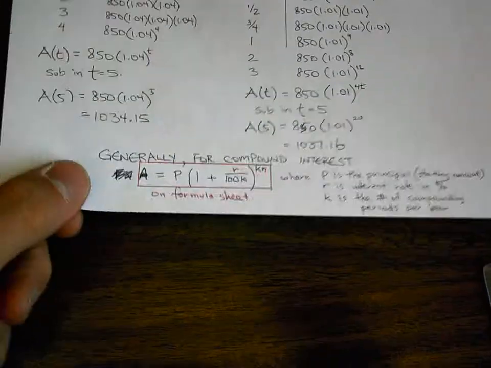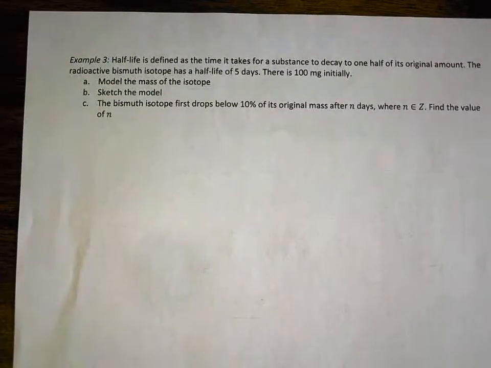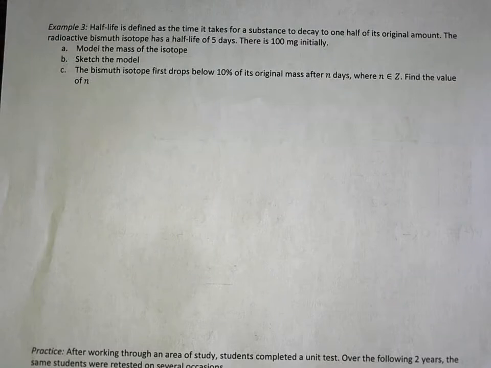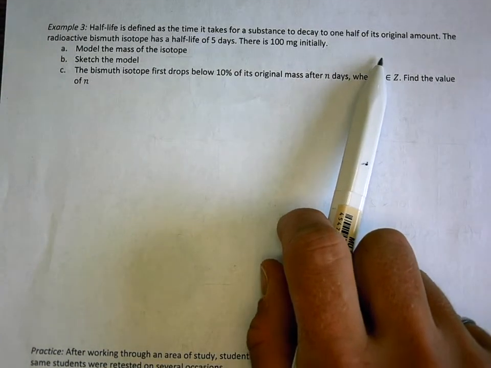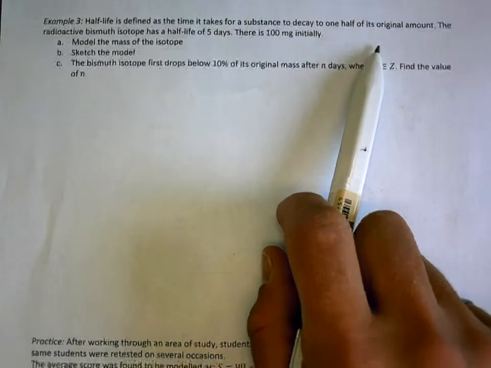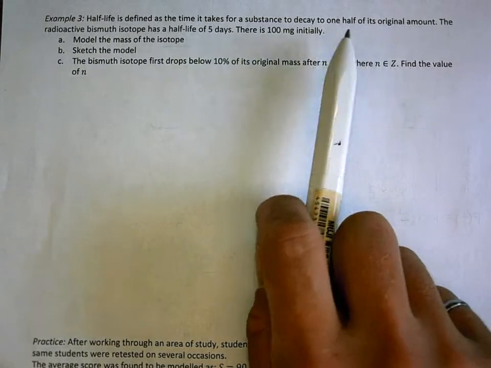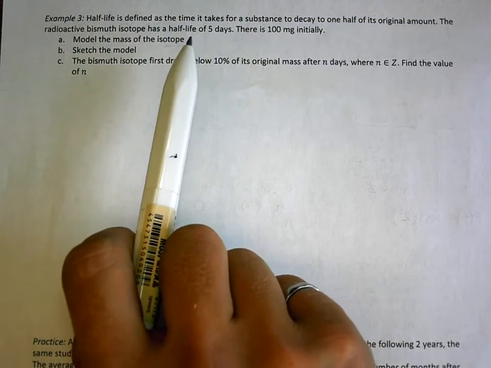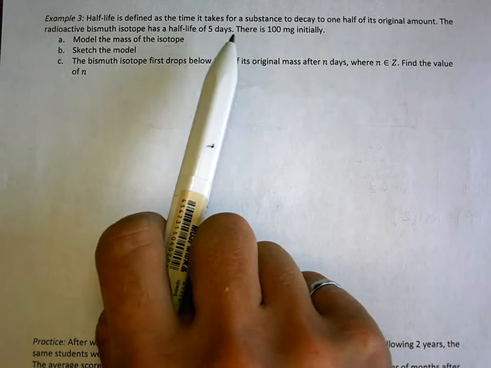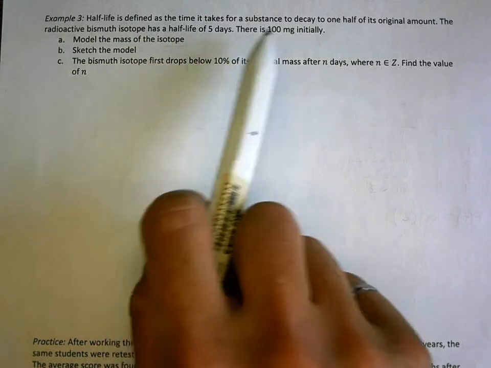Let's turn the page and we'll look at a third example. This is one that you might see in biology, a half-life question, or chemistry. Half-life is defined as the time it takes for a substance to decay to 1/2 its original amount. You'll see this for radioactive chemicals like plutonium, right? They're constantly decaying. The radioactive bismuth isotope has a half-life of 5 days. That means every 5 days, half of it's gone.